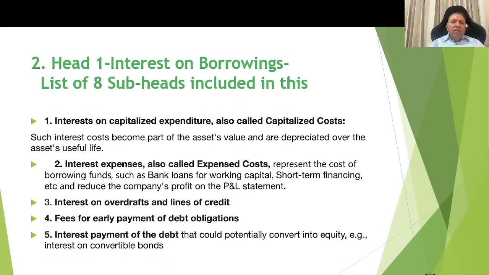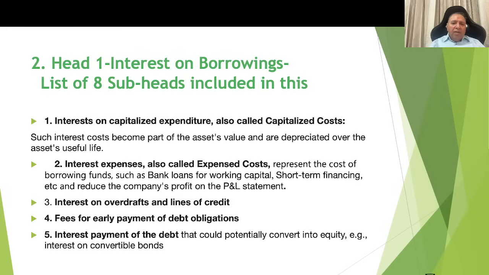Number 1 is head 1, which is interest on borrowings. Now, the list of 8 subheads included in this are: interest on capitalized expenditure, also called capitalized costs. Such interest costs become part of the asset's value and are depreciated over a period of time or the useful life. Number 2 is interest expenses, also called expensed cost. These are like borrowings, cost of borrowing funds, bank loans, etc.